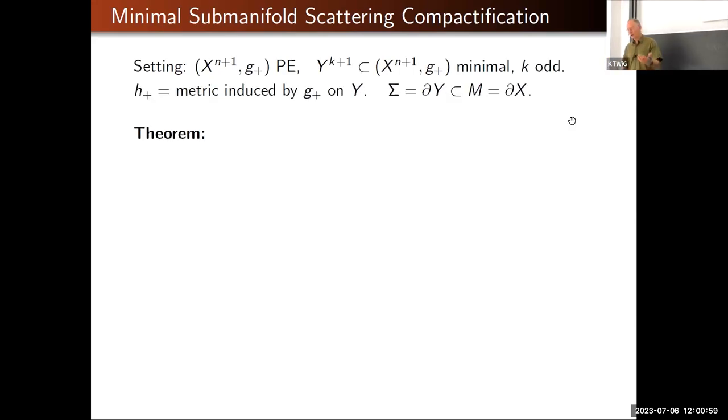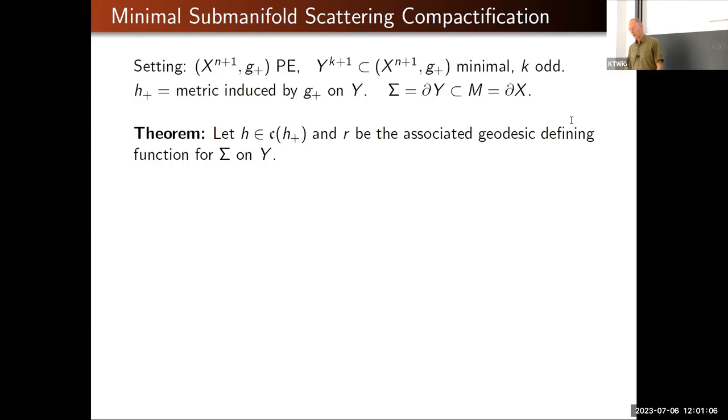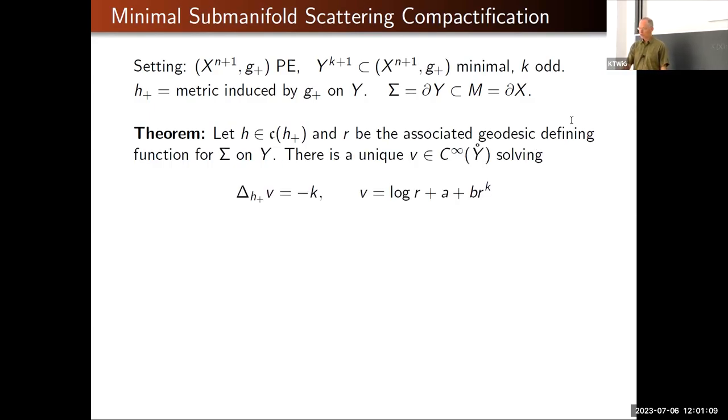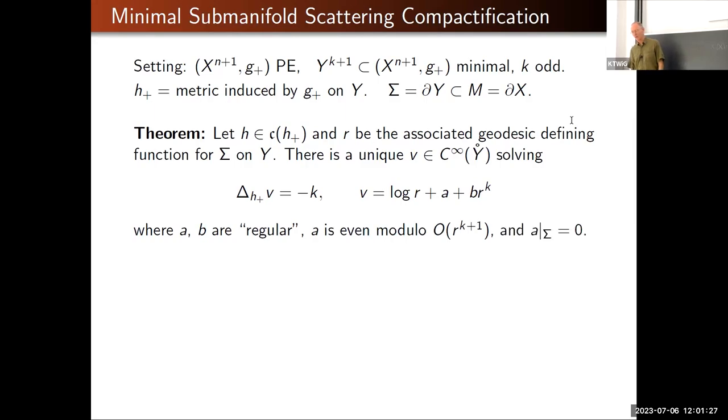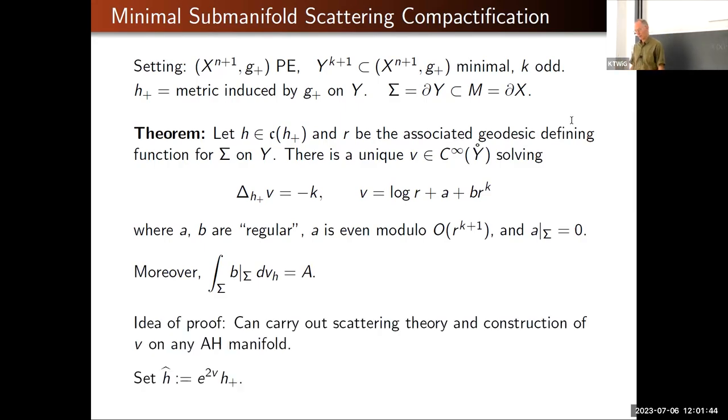It's our usual setting: a Poincaré-Einstein metric. We're back to our submanifolds now. We take a submanifold and look at the induced metric. The theorem is that you can produce a scattering compactification, with exactly the same letter. The only difference is that the dimension is now the dimension of the boundary of the submanifold, not the boundary of the whole space. You can just believe me. You work on the submanifold and construct the scattering compactification the same way. Since we're working on the submanifold, the renormalized area is what shows up, because that's the analog of the volume when you work intrinsically on the submanifold. So that basically works the same.